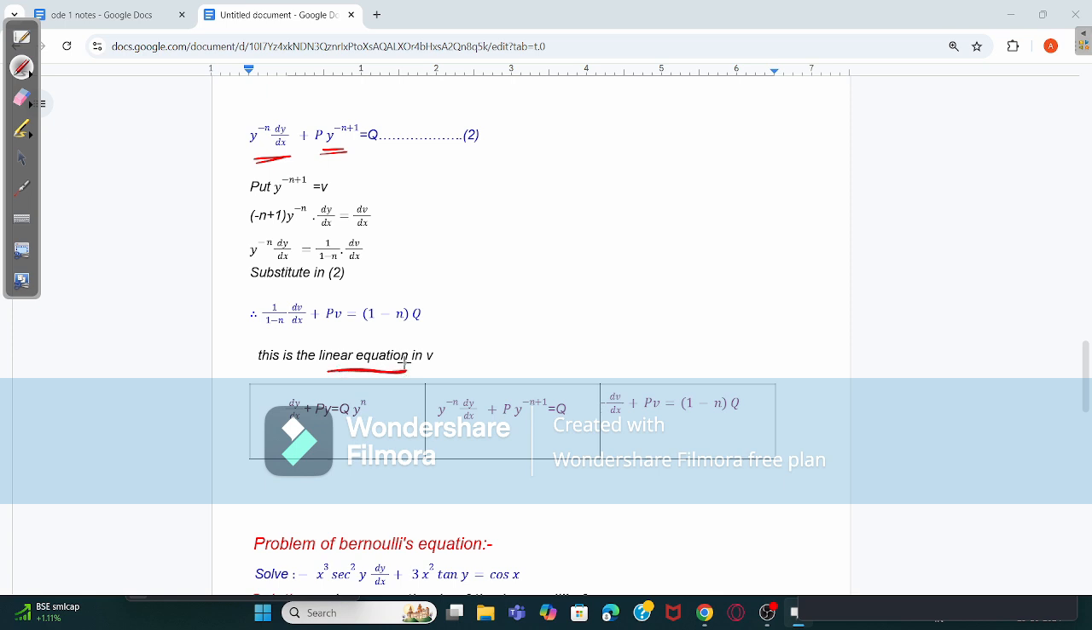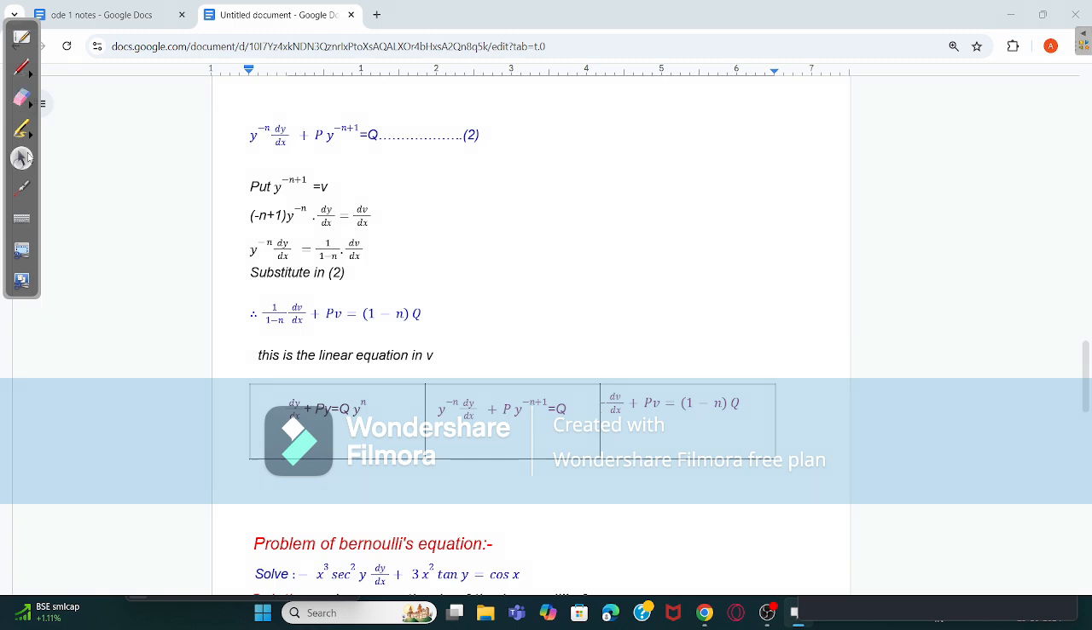So we have to convert the Bernoulli's equation into a linear equation, then find the solution for it. The equation is dy/dx + Py = Q y^n. So in questions on Bernoulli's equation, we have to convert it into a linear equation by multiplying or dividing by something, and then find the solution of this linear equation.